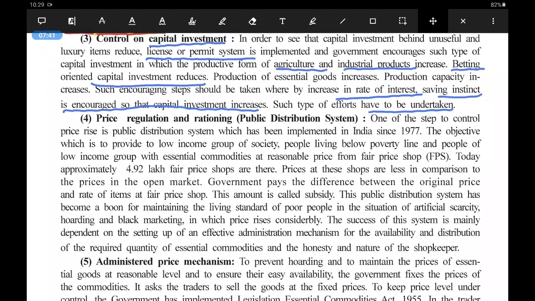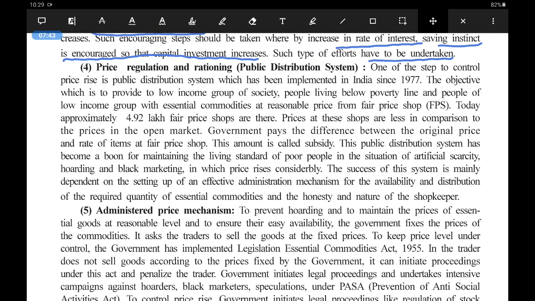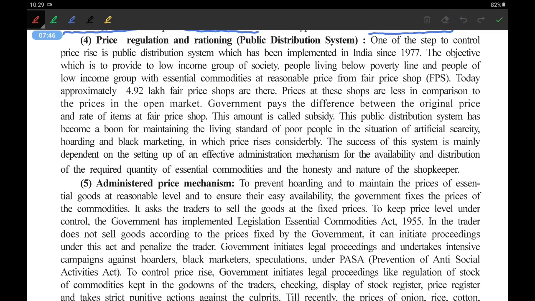Next is price regulation and rationing. You might have heard about ration shops. So here the government regulates the price and does the rationing. The Public Distribution System, called PDS in short form, is one of the steps of price control, which has been implemented in India since 1917. The objective is to provide things at a very affordable price to the low income group. Remember this word, low income group.